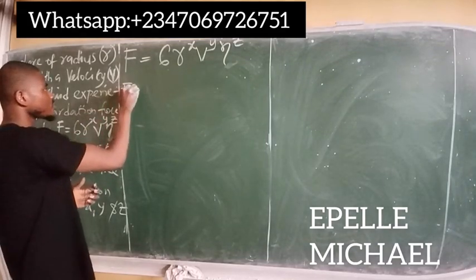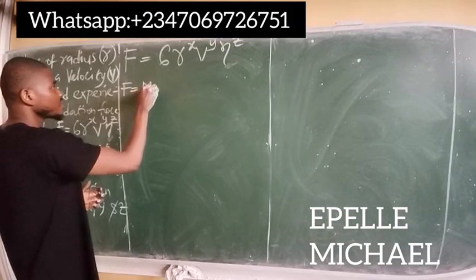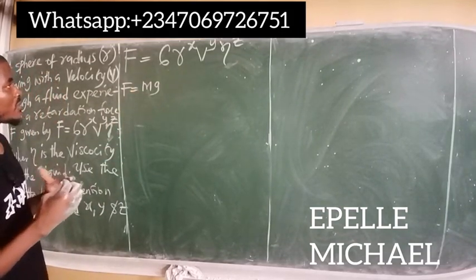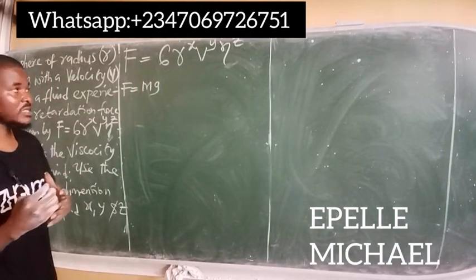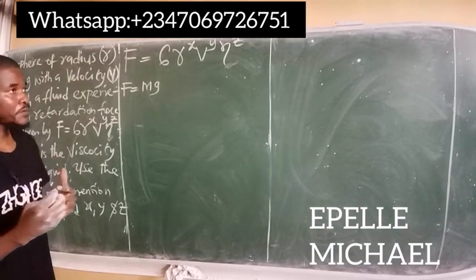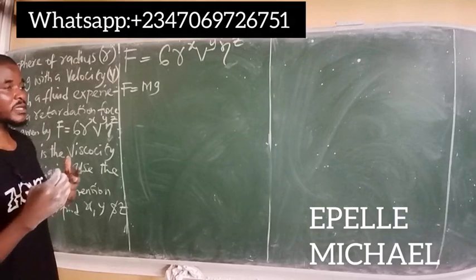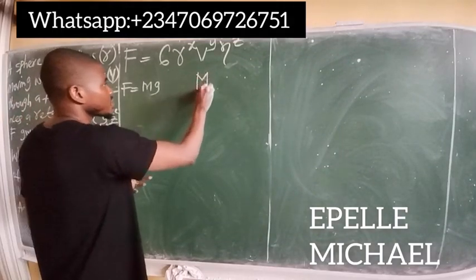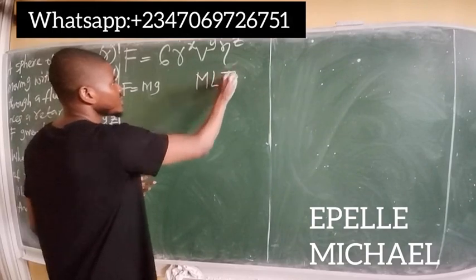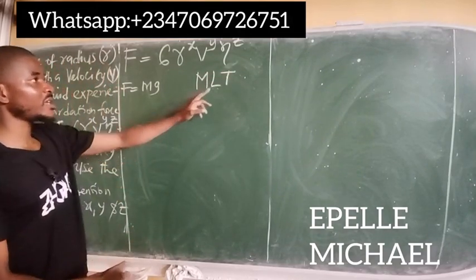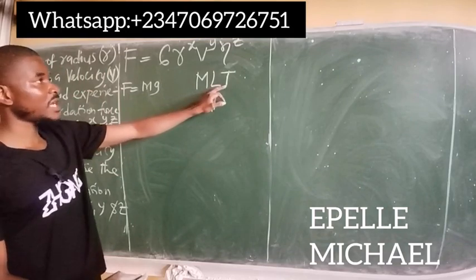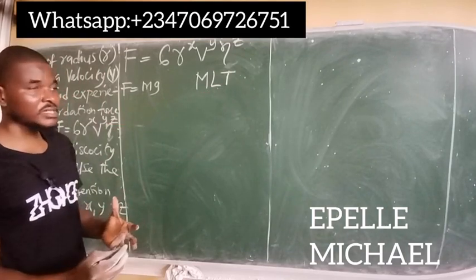Dimension of force, of course, you know that force is simply mass times acceleration due to gravity. And I've always said that the very best way to find the dimension of physical quantities is from their units. Now, the basic system of measurement we use for dimension analysis is simply the MLT, where M stands for mass, L stands for length, which is meters in terms of units, and T stands for time, that is seconds in terms of units.